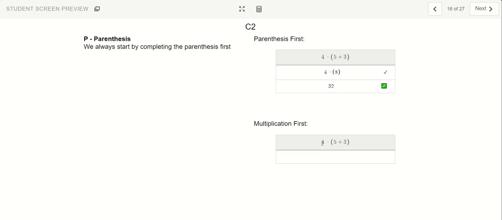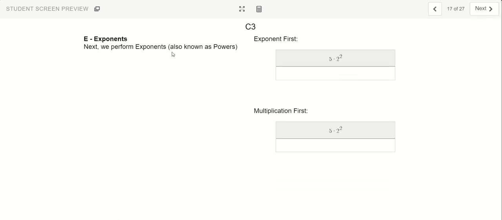Again, if I tried multiplying first, if I tried 4 times 5 first, that's 20 plus 3. And notice that the answer is going to be different. So again, I always want to do the parentheses first because if I don't, I'm going to get a different answer. All right, next let's try doing the exponents. Again, we just reviewed exponents a little bit at the beginning. So here we're going to do the exponent first.